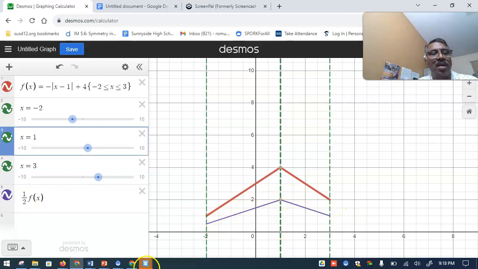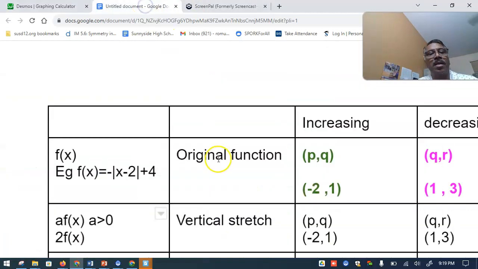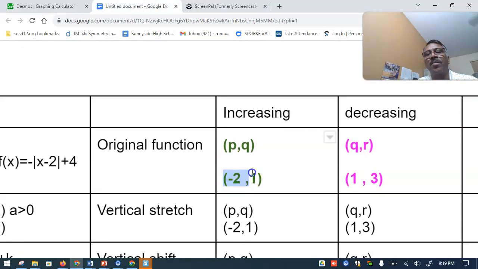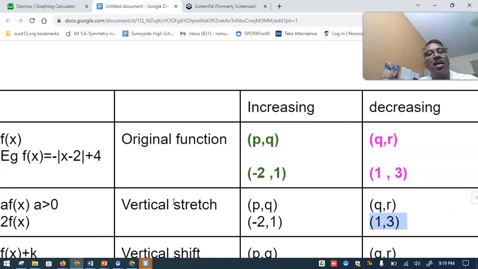So all that we can conclude, if you see the table that I made here, so here it is. So this does not change. Whatever -2 to 1, so increasing, still, when you have a vertical stretch or vertical compression, it does not affect the increasing and decreasing interval. So this 1, 3 still stays 1, 3. So that's what we have made as inference, or conclusion.